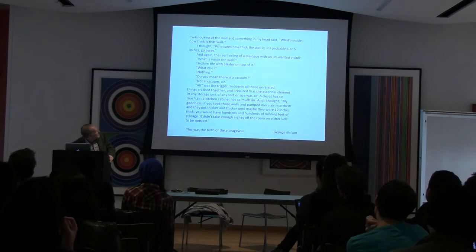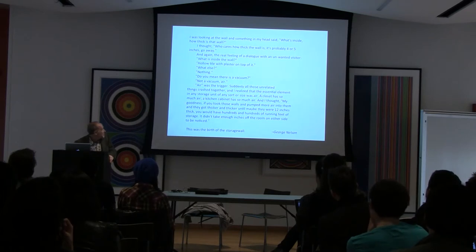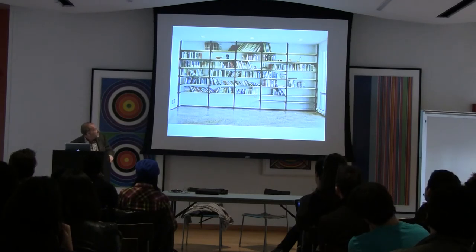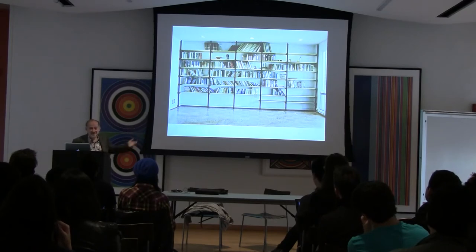Suddenly, all these unrelated things crashed together, and I realized that the essential element in any storage unit of any size was air. A closet has so much air, a kitchen cabinet has so much air, and I thought, my goodness, if you took those walls and put more air into them, and they got thicker and thicker until maybe they were 12 inches thick, then you would have hundreds and hundreds of running feet of storage. It didn't take enough inches off the room on either side to be noticed. That was the first of the storage wall. And this is the project which actually made George Nelson famous, the storage wall, which has been in many, many offices all around America and around the world since it was produced in the 1960s. And this incidentally answers the question, what's behind the wallpaper? It could be a library.